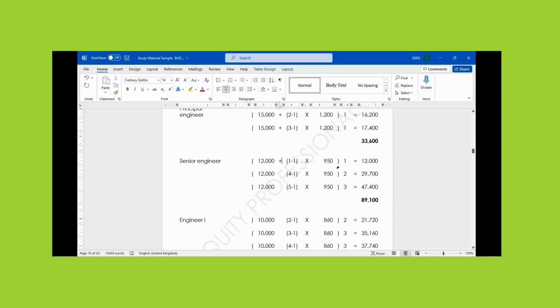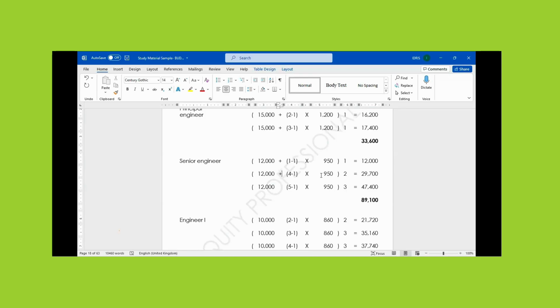We now come again. 12,000 plus 4 minus 1, that is 3, times 950. That is 2,850. Plus 12,000, that is 14,850. Times 2, that is 29,700.